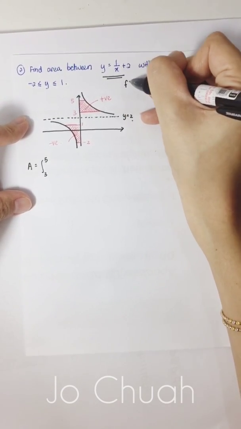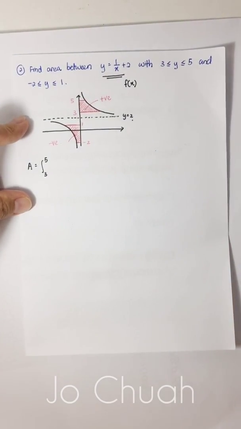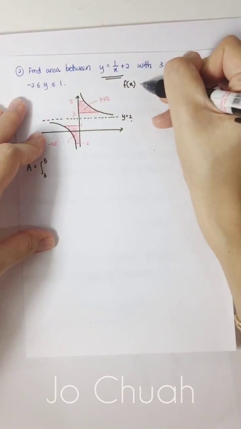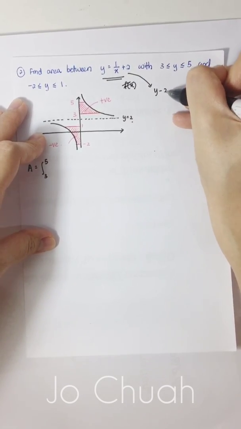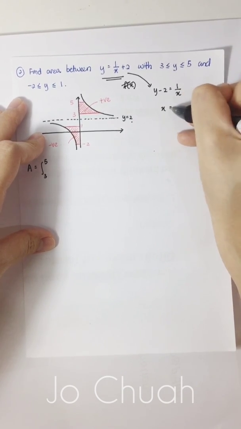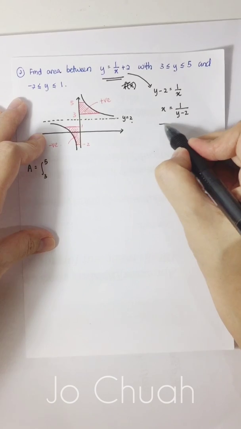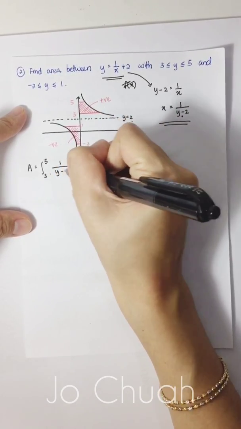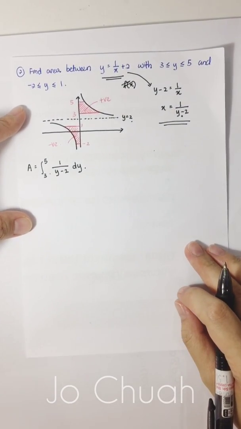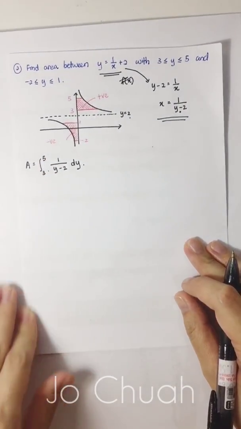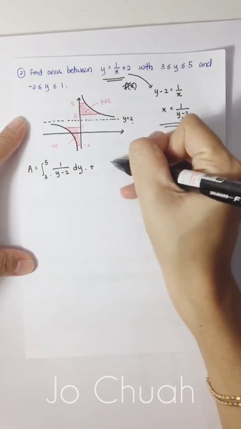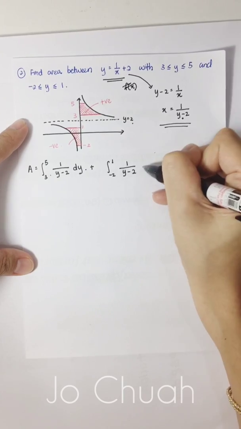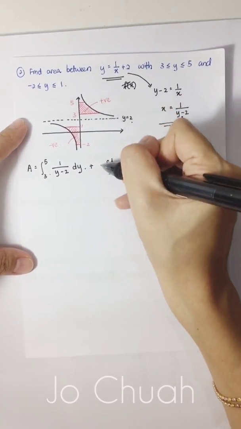it's a function in terms of x, but we need to have it in terms of y. So we have to change this function. In other words, we have to change it into y minus 2 equals 1 over x, and x is going to be 1 over y minus 2. You have to rewrite the function in terms of y. So putting it in here, you're going to have 1 over y minus 2 dy. Are you okay so far? Are you catching up? Alright. So plus the other one is negative 2 to 1. Same thing. 1 over y minus 2 dy. But we're getting negative, right? So we have to put modulus.